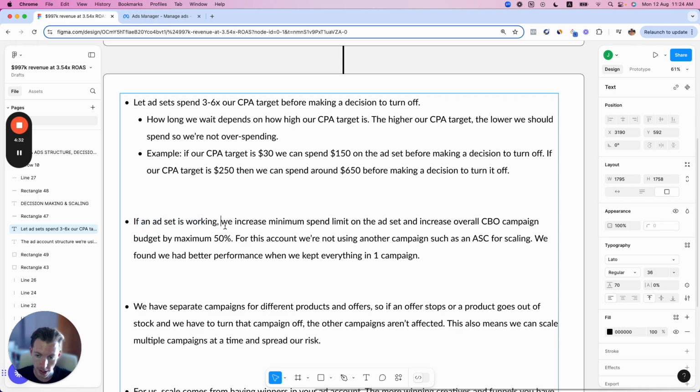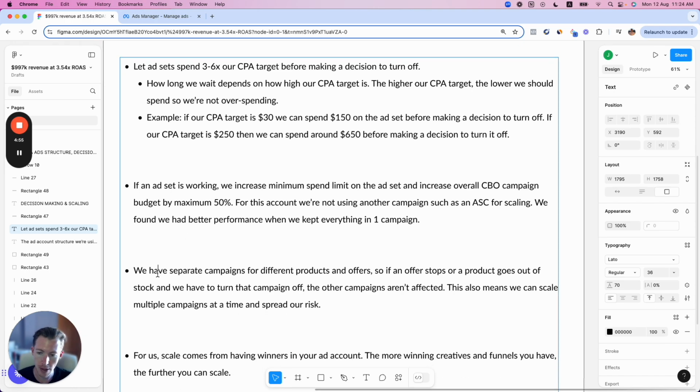If an ad set is working, what we do is we increase the minimum spend limit on the ad set and increase the overall CBO campaign budget by maximum 50% every 2 days. That's what I was talking about. If something is working, that is what we're doing, right? For this account, we're not using another campaign such as an ASC, an Advantage Plus campaign, for scaling. We found that we have better performance when we just keep everything in one campaign, all right?